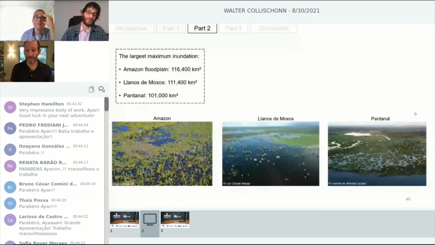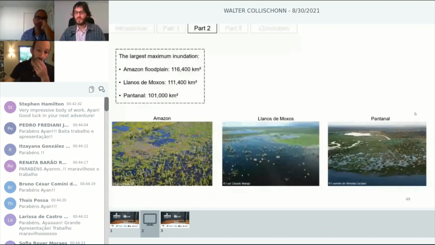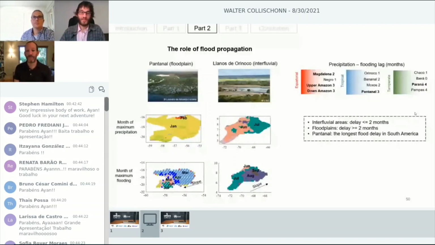So it's the central Amazon floodplain, the Llanos de Mochos region in the Upper Madeira, and the Pantanal in the border between Brazil and Bolivia and Paraguay. So this 100,000 square kilometers is a very, very large flooded area. It's perhaps half of the Rio Grande do Sul state area, so it's a very large area.